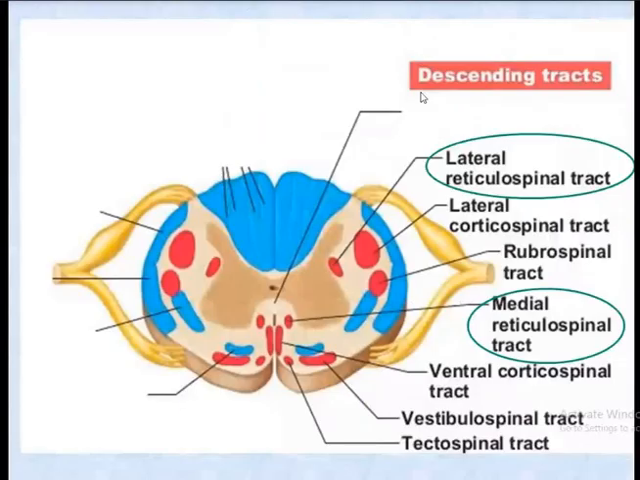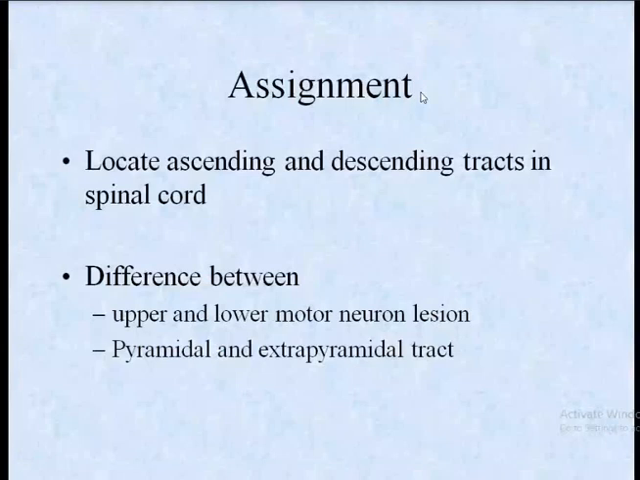Then after this is an assignment for you people. You have to locate the ascending and descending tracts within the spinal cord. Okay. Then differentiate between upper and lower motor neuron, pyramidal and extrapyramidal system. Okay. So you need to do this assignment, and I think I will talk with Dr. Ministers about how to get your assignment through Microsoft Teams. Okay, but you people just do your homework on these three questions.